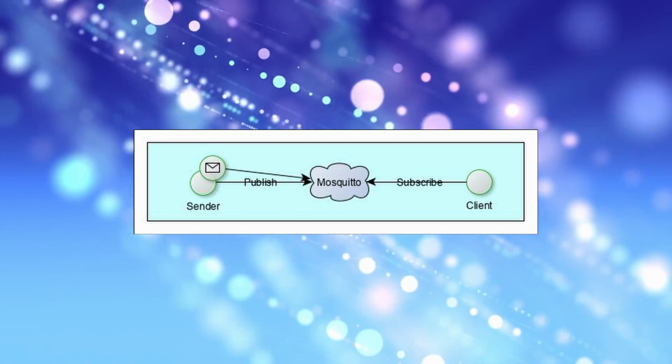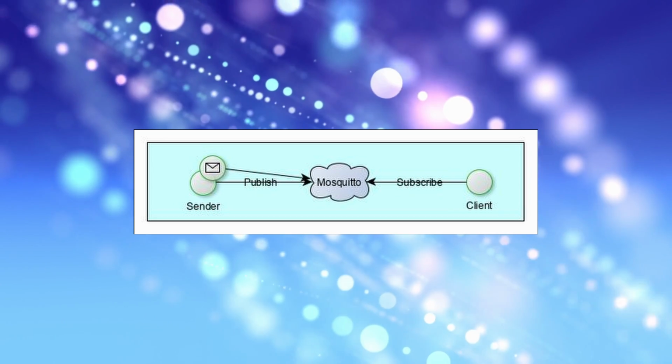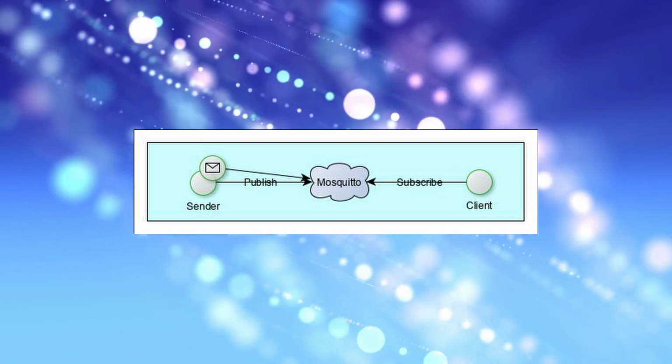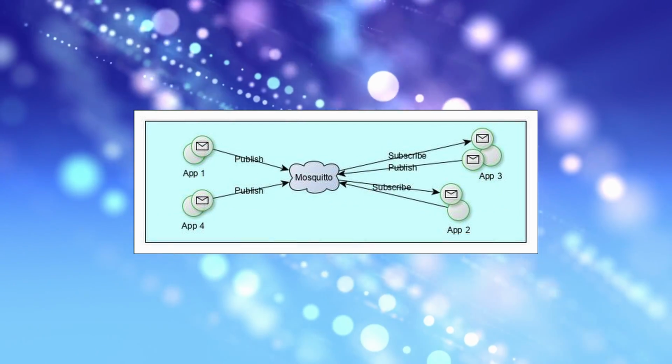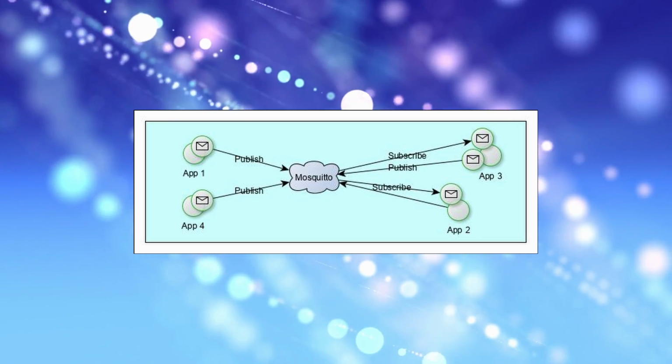The heart of a messaging system is an application which acts as some kind of postbox. Other applications can send messages to this postbox or receive messages from it. This is called publishing and subscribing.